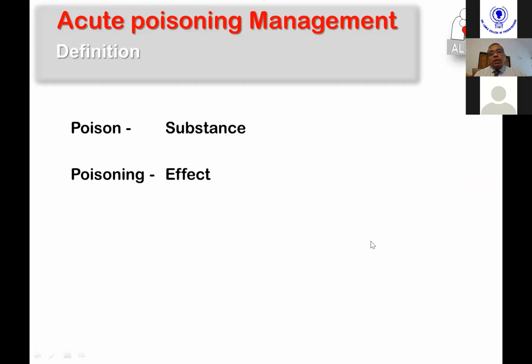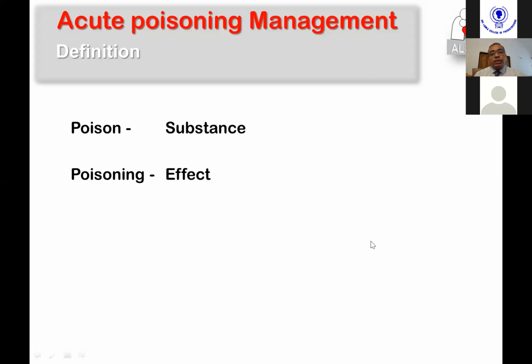So when we talk about the definition of poisoning, poisoning is an effect or a scenario, and the poison is a substance. So what is a poison? Poison is a substance that can be toxic to a human being or human structure or human function in a small dose. Anything can be poisonous in large doses, but usually when we label a poison, that is a substance that can be toxic in a small amount.